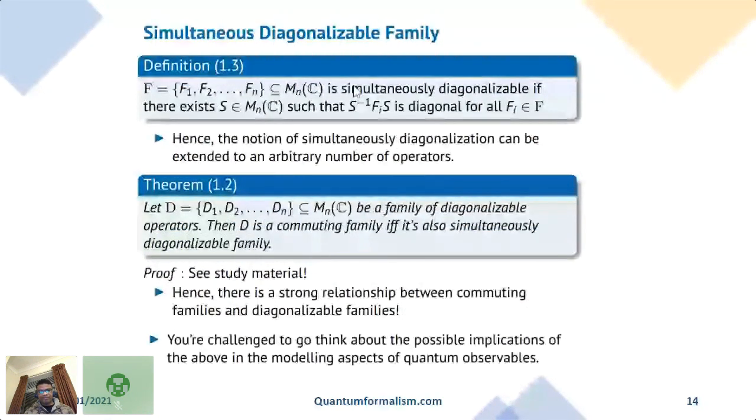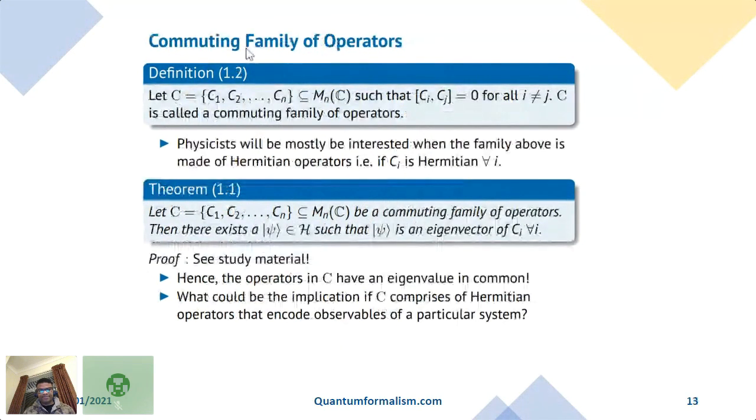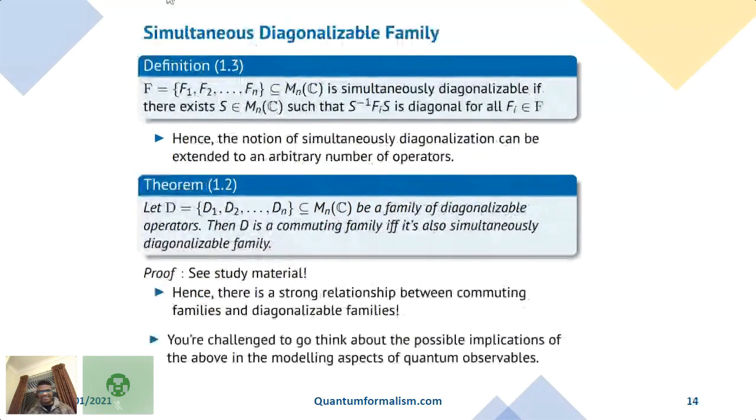And here's an interesting theorem. If D is a family of diagonalizable operators, again, you can just imagine this is K, it doesn't have to be N, then D is a commuting family if and only if it's also simultaneously diagonalizable. So this theorem is establishing a relationship between this and this. This is very interesting, at least mathematically anyway. Now, whether physicists will find this interesting, that's something that maybe you can go and think about.